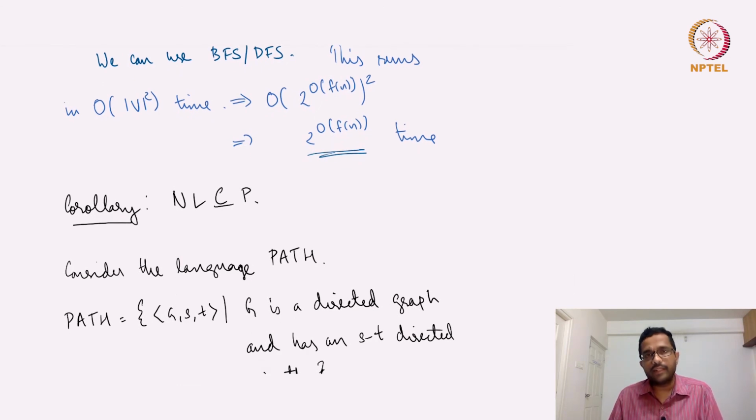If you plug in f(n) to be log n, space of log n is nothing but NL, non-deterministic log space, and DTIME of 2^O(f(n)) is nothing but 2 to the power of O(log n), which is polynomial. It is DTIME of polynomial, which is P.